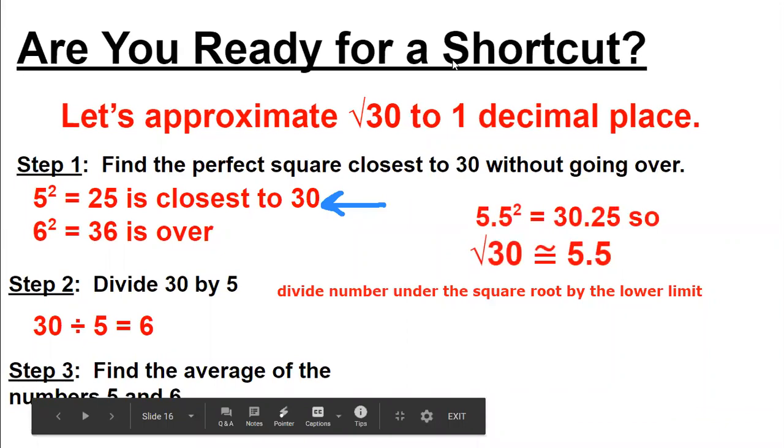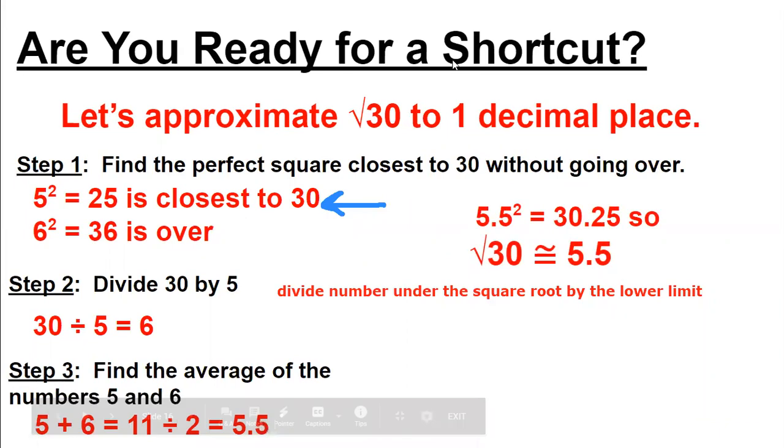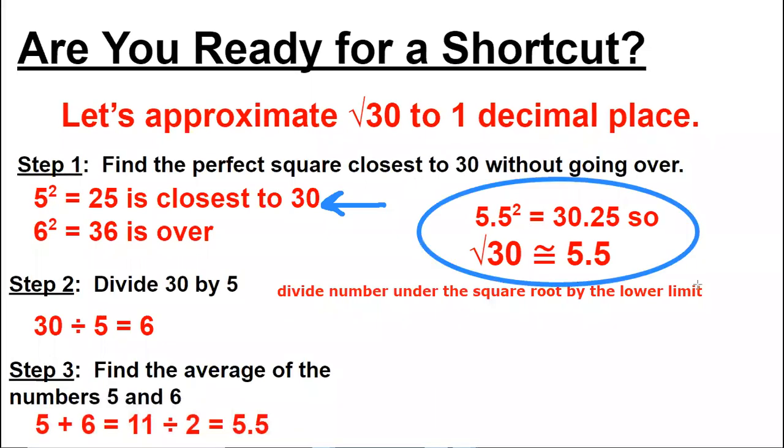So 5.5 squared equals 30.25, which is very close to 30. So we're going to say that square root of 30 is approximately 5.5. Now this little symbol here means approximately equal to. It's not exactly equal to it, because we know there's not going to be a number that's exactly equal to 30. But 5.5 times 5.5 will give you 30.25.